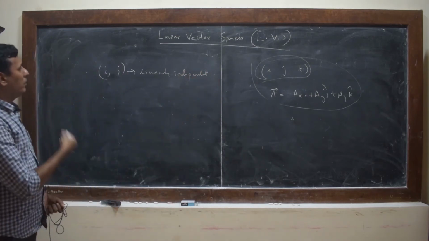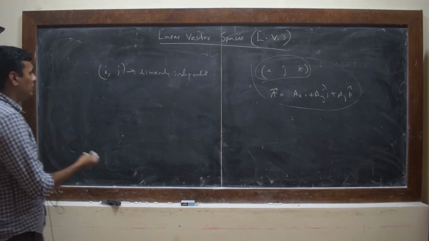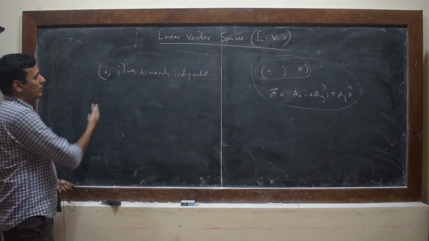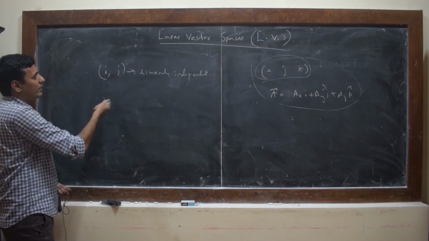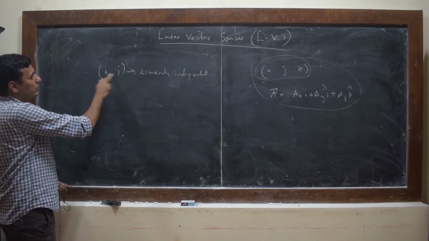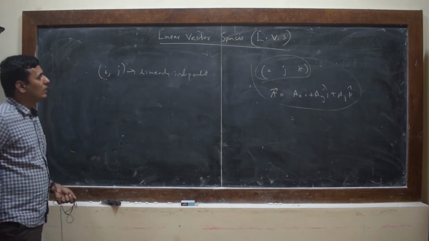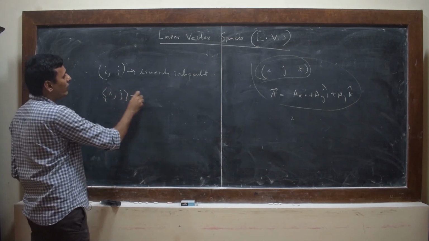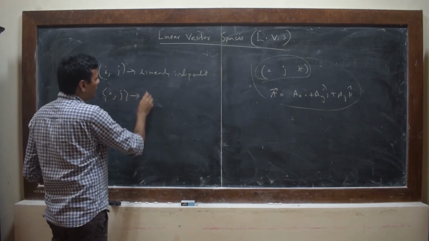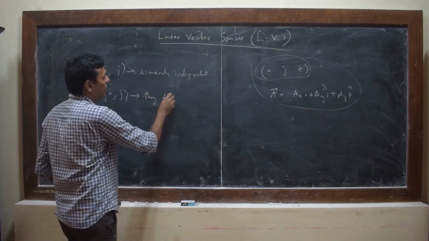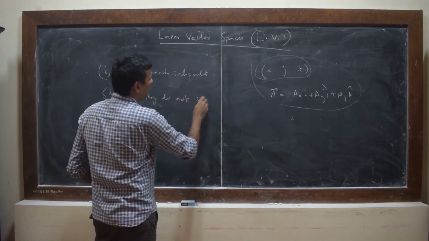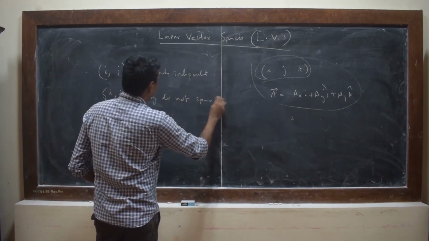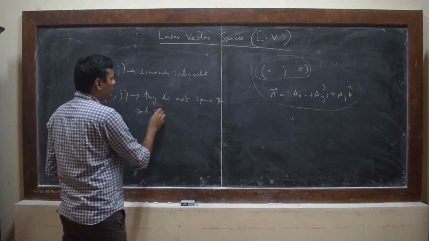Okay. But will it span the space? No. You cannot write any arbitrary vector in terms of just i and j, you need k. So this i, j set does not span the 3D Cartesian space.